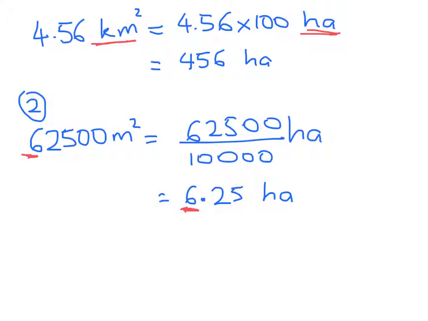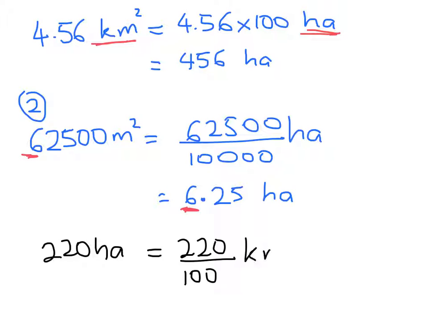The next question: 220 hectares, how many kilometres squared is that? Going from hectares to kilometres squared, I divide by 100. That gives me 2.2 kilometres squared. Again, check your answer back and say what's 2 times 100? Gets me back the other way, back to 220. So that's good. 3 left to go.